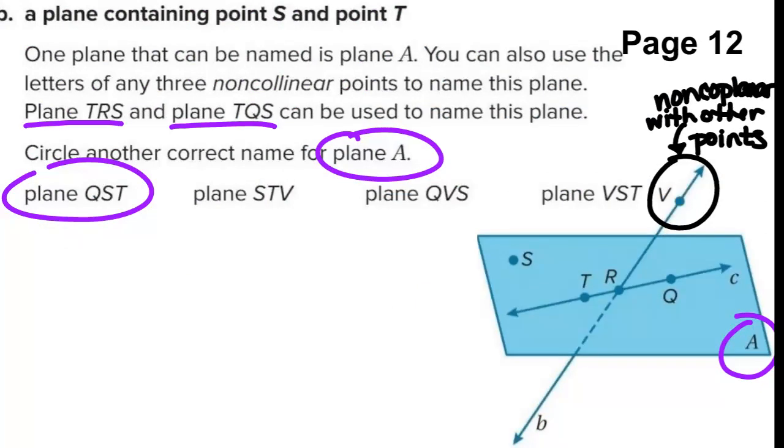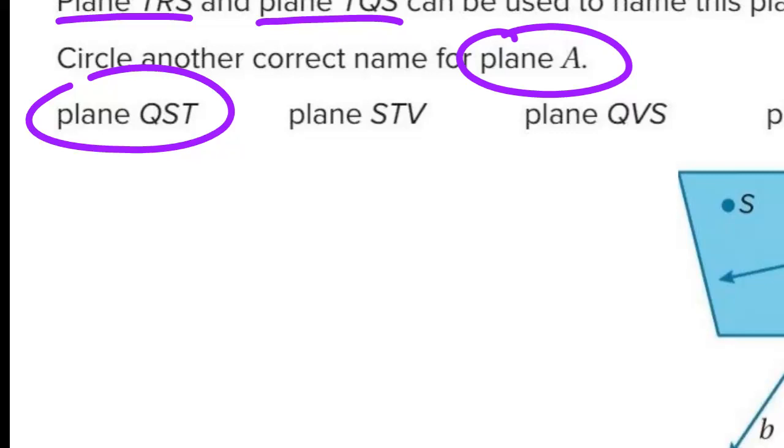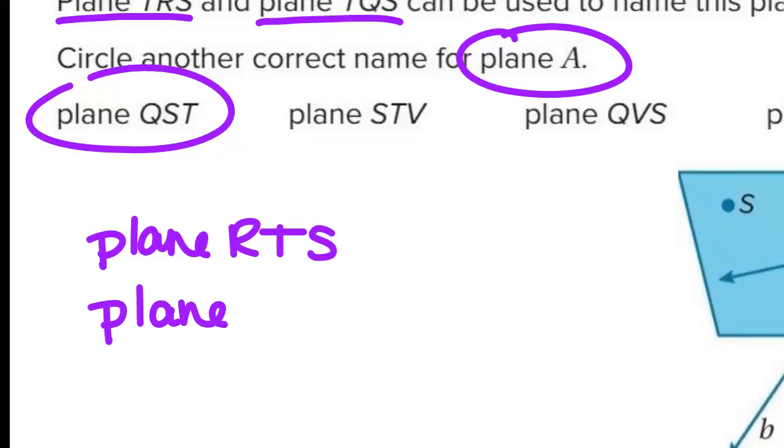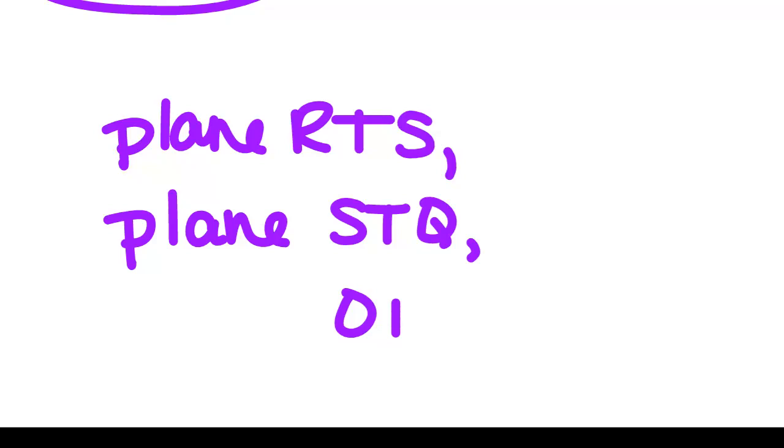Are these 3, TRS, TQS, QST, the only 3 ways that I could name that plane? Can you think of any other way that I could name that plane and still be talking about the same space? RTS. STQ. QTS. We could keep going with this one.